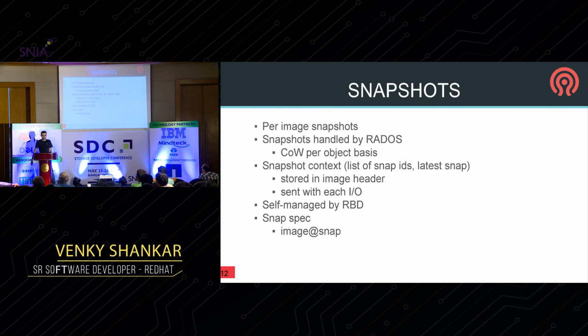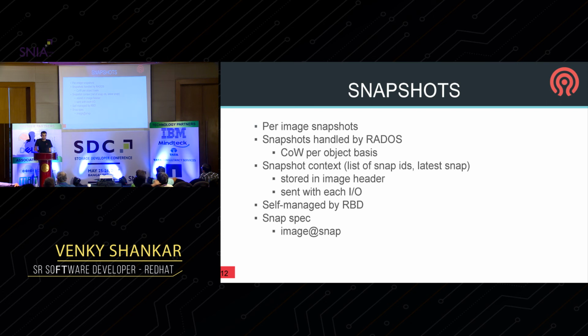Okay, so let's come to the interesting part, which is snapshots. The library provides a per image snapshot. RADOS itself provides pool level snapshots, but because you will have many RBD images in a single pool, you don't want it to be global per pool because you want to take snapshots for individual images. So the RADOS block library provides per image snapshots.